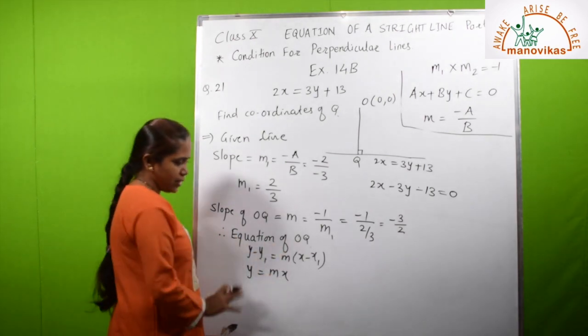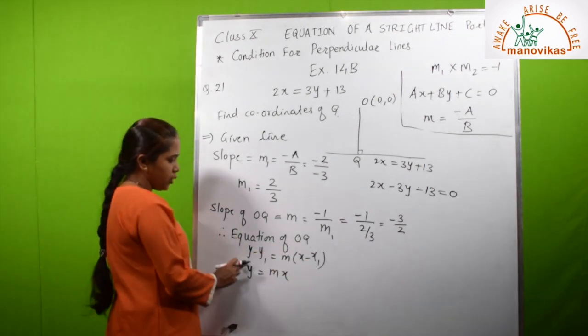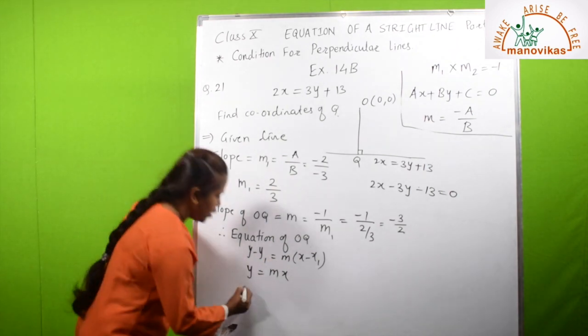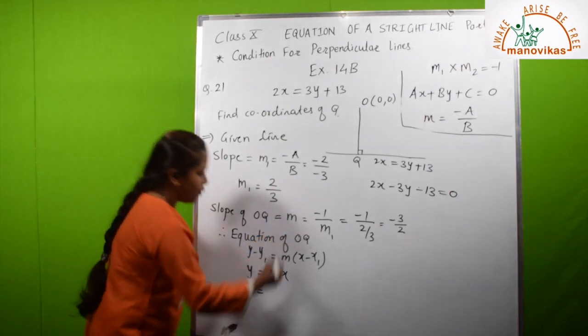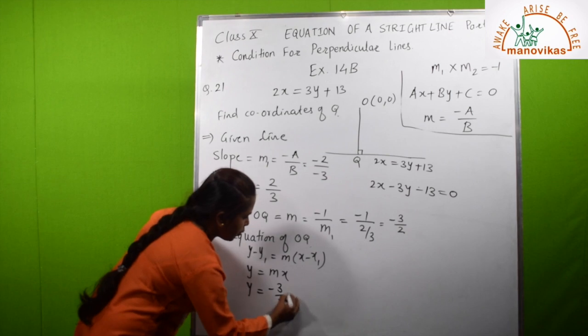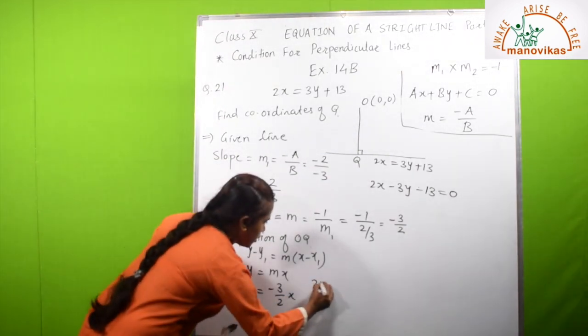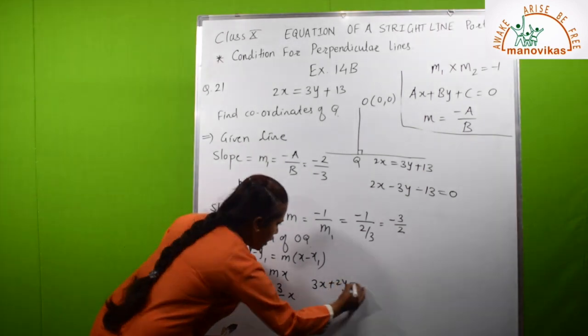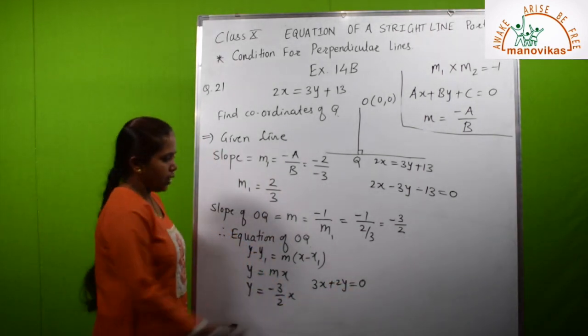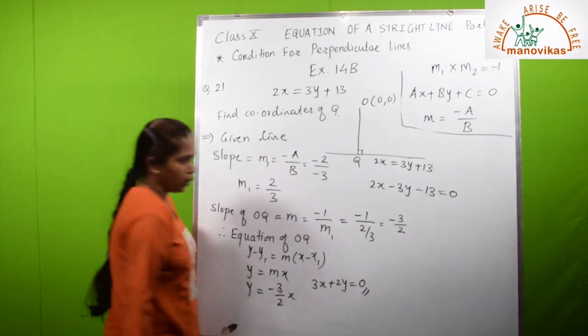x1, y1 value is 0. If you put 0, 0 here, you get y is equal to mx. So y is equal to m, and the value is minus 3 upon 2, x. So when you simplify, you get 3x plus 2y is equal to 0. This is the equation of OQ.